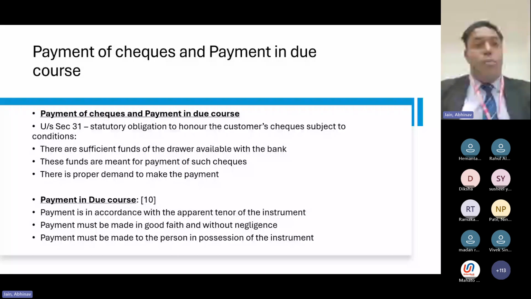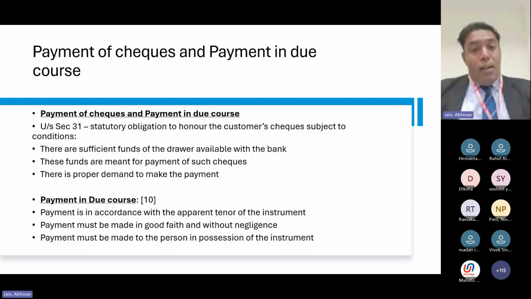There must be sufficient funds of the drawer available with the bank. Funds must be readily available for the payment of the check, like there must not be any lien or freeze marked in the account. And there must be a proper demand for payment.